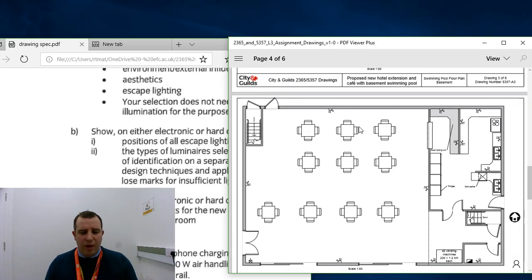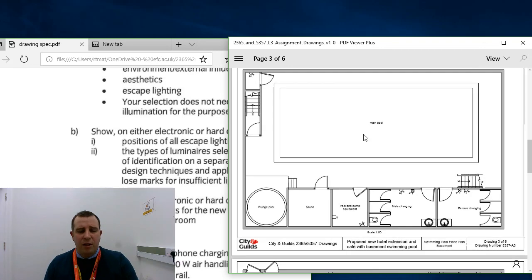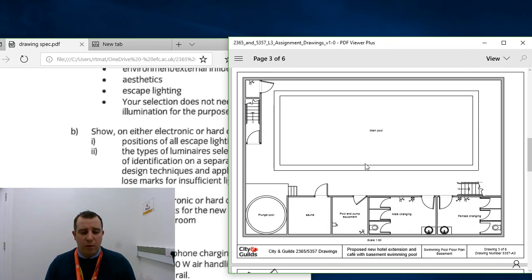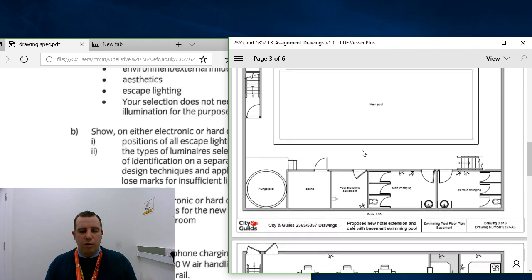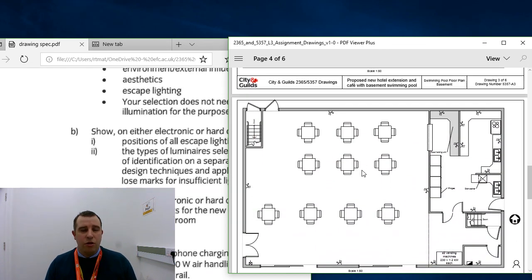So you have to do it on the cafe and the swimming pool. So just those 2 drawings. Don't go on any other drawings. You've got to make sure you do it on those 2 drawings. So draw some lights on.